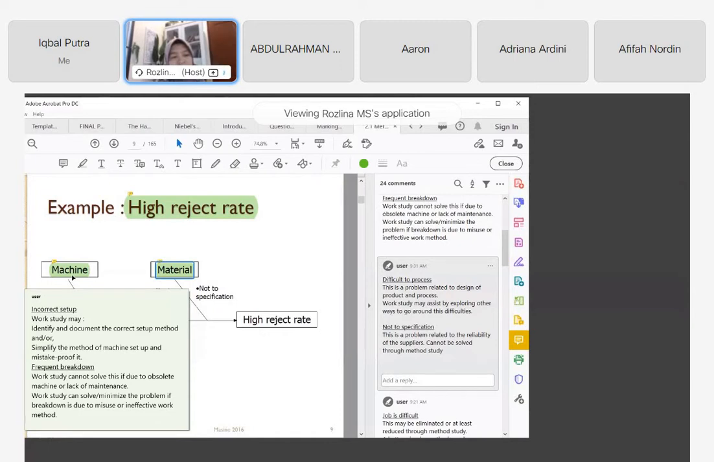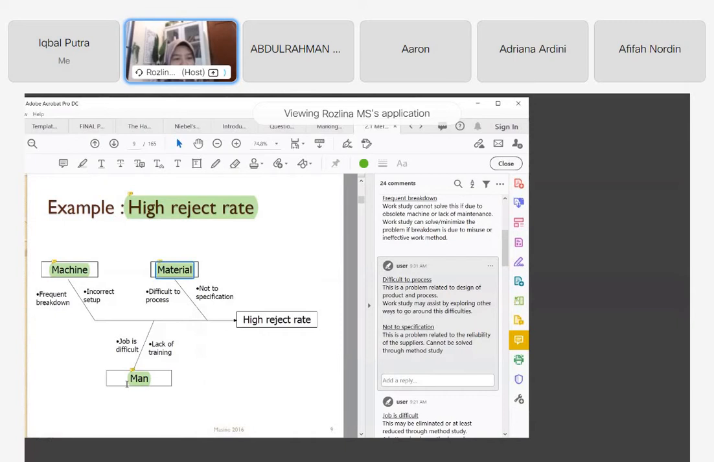So you can avoid it if the problem comes from the maintenance or obsolete machine. What you can do with work study is if the breakdown is due to misuse or ineffective work method.